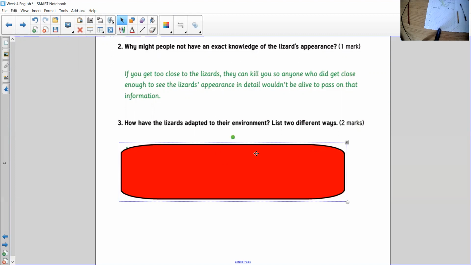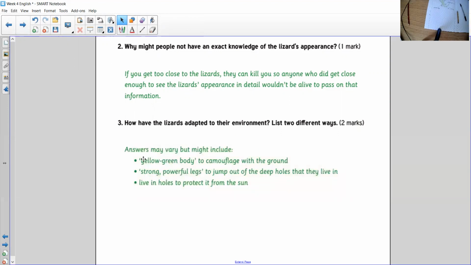And then this next one, how the lizards adapted to their environment. So any of these 2, it says here, answers may vary, but could include they've got yellow-green body to camouflage with the ground, strong, powerful legs to jump out the deep holes they live in, and they live in holes to protect it from the sun. So any one of them will give you a mark, and you get a maximum of 2 marks there as well. So far then, your book should look something like this with the answers written here. Your next task is going to be on a new page.